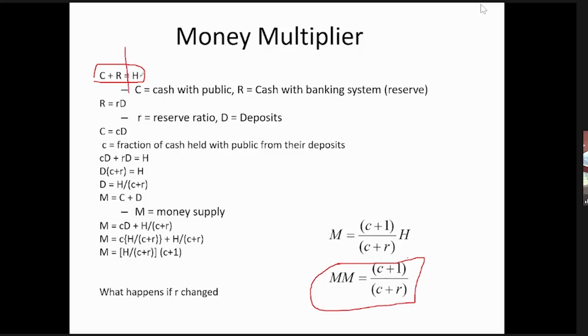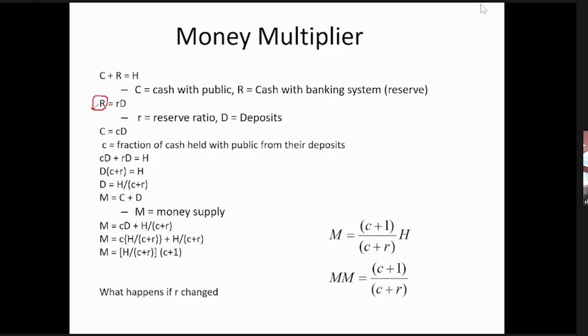M0 equals C plus R. C is the cash with the public. R is the cash with the banking system, including the central bank. So we can say C plus R equals high powered money, or M0. Then we can define this R, the money with the banking system. Why does the bank keep that money in the banking system? It is because of the reserve ratio.